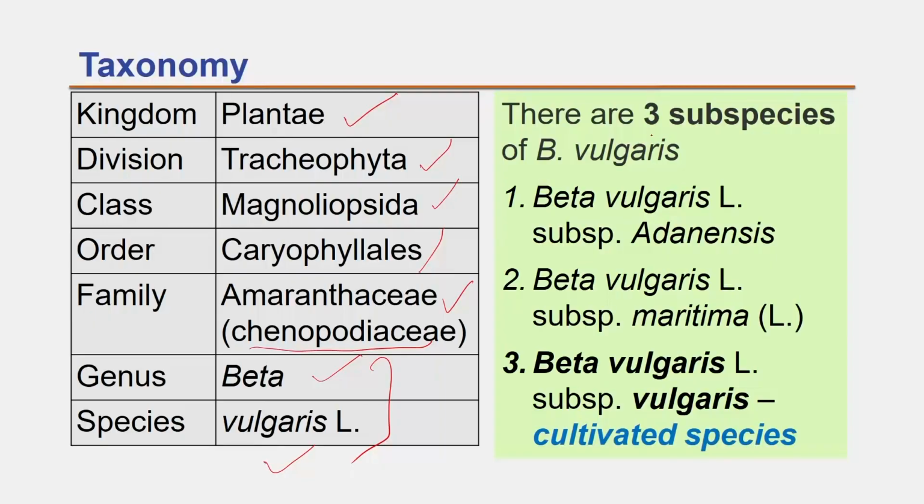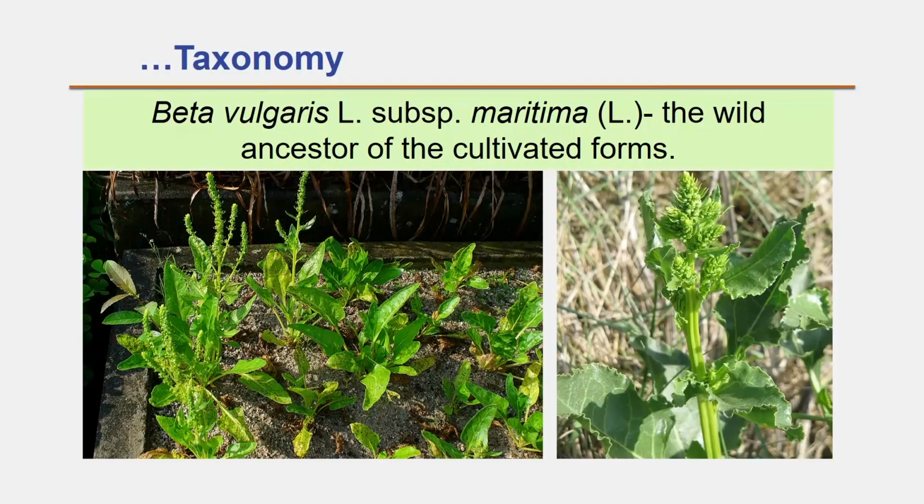There are 3 subspecies of Beta vulgaris also. One is Beta vulgaris L, subspecies adanensis, and then Beta vulgaris L, subspecies maritima L, and then Beta vulgaris L, subspecies vulgaris. So this is your cultivated species. Beta vulgaris subspecies maritima is the wild ancestor of the cultivated form. So you can see the ancestor of Beta vulgaris is maritima.